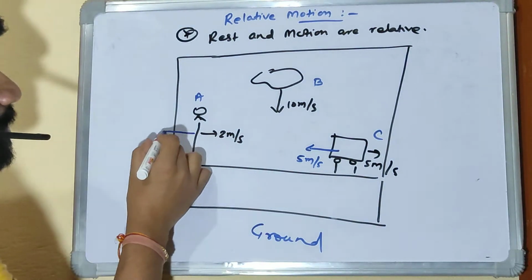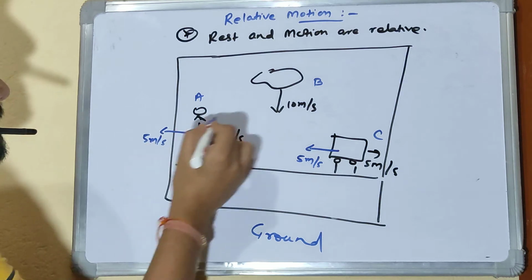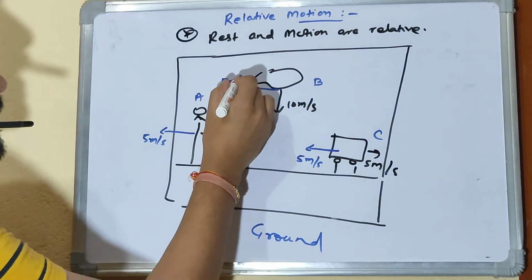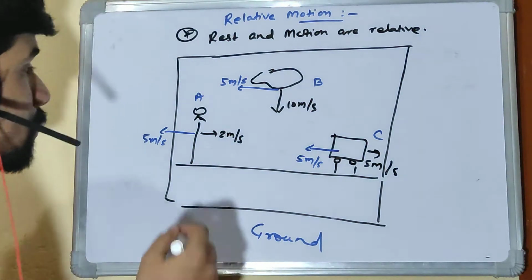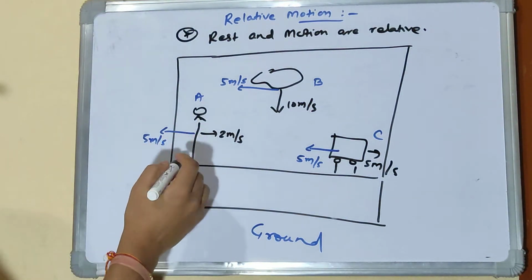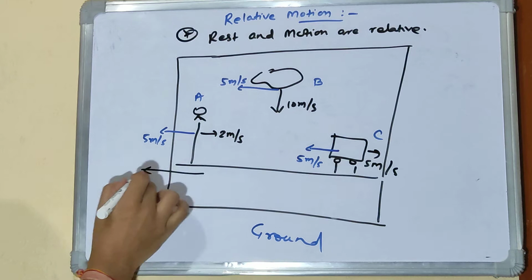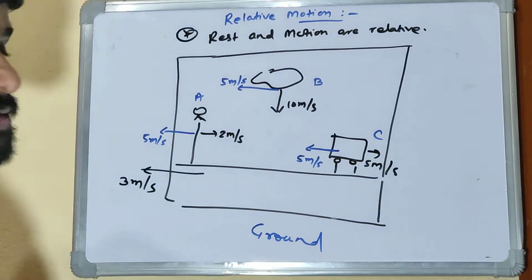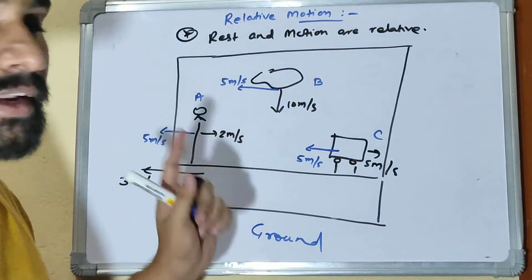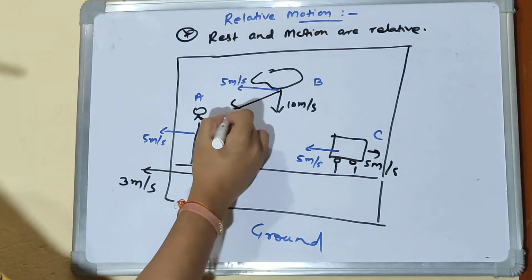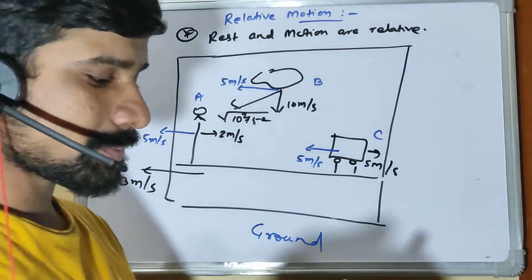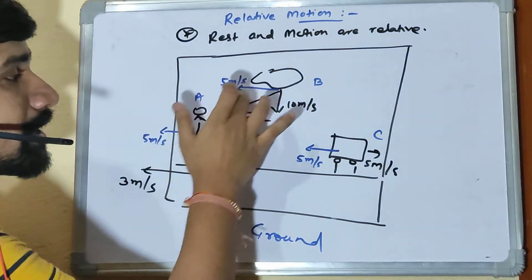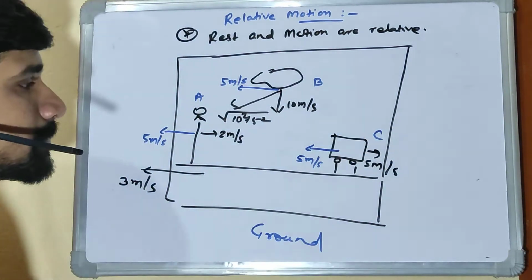Same I will do to this also, and this as well, and the resultant I can easily calculate for body A and B. So body A becomes what? Body A's resultant will become 5 minus 2, which is 3 meter per second in the negative x direction. For rain, the net velocity of rain will come somewhere over here, which is under root 10 square plus 5 square. The angle you can also calculate. This is the velocity of rain with respect to C.